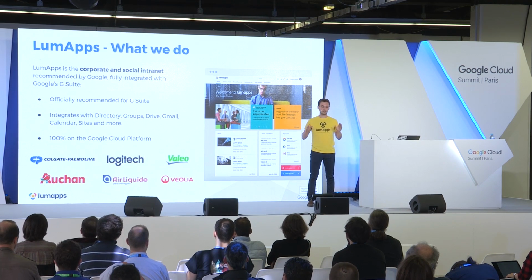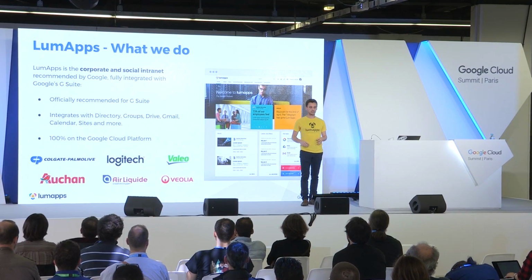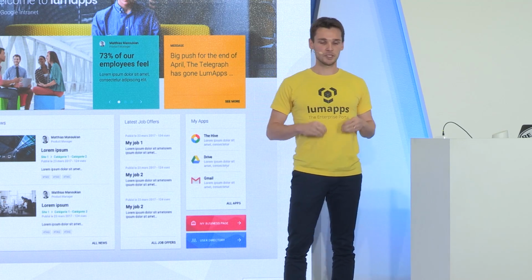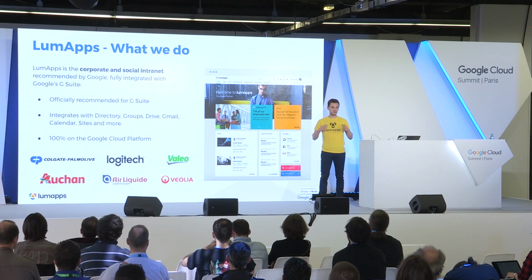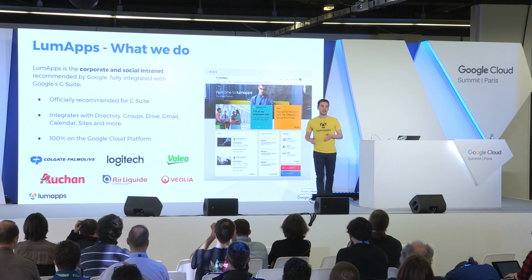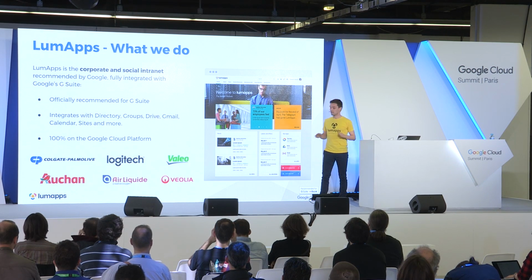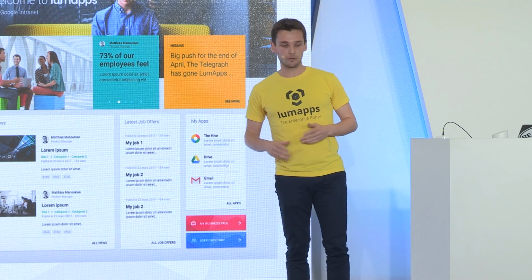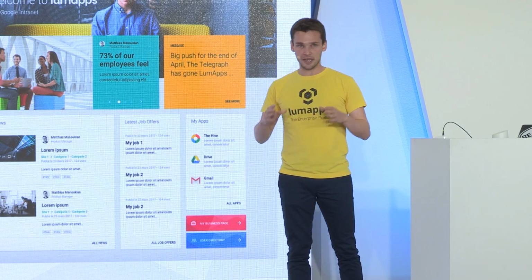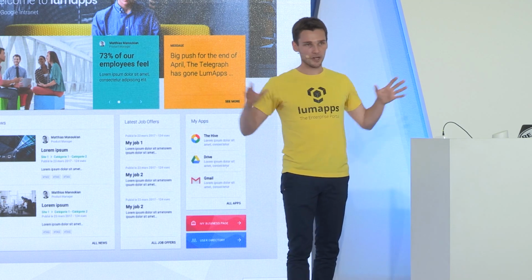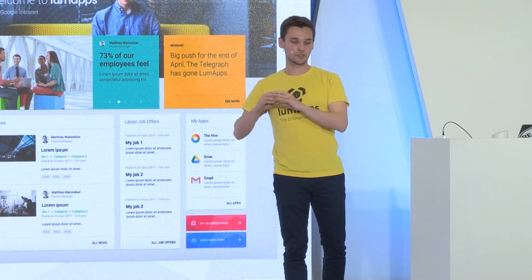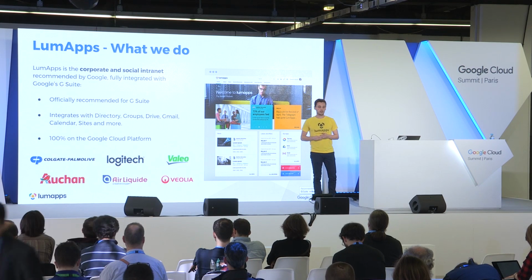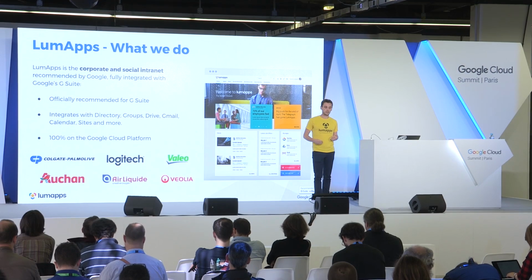So first, what is Lumapps? Lumapps is the only corporate and social portal recommended by Google, and it's fully integrated with Google G Suite. So it's basically everything you need to work in one place. And our goal is to make sure that you will never need your old intranet again. Lumapps is a social, mobile, and smart intranet to connect and engage employees. It brings all your internal communication into just a central hub: corporate news, business applications, including G Suite, and social collaboration.